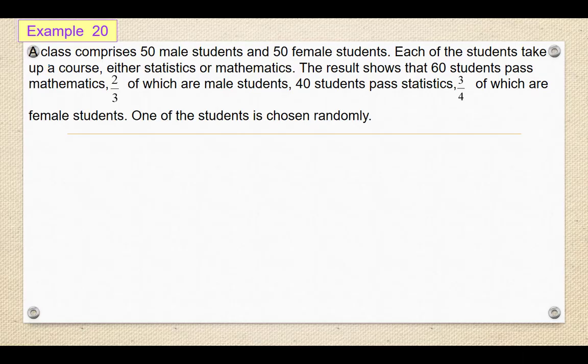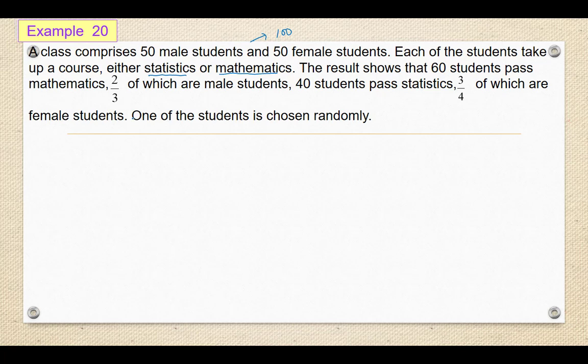Example 20. A class comprises 50 male students and 50 female students. So here we have 100 students. Each of the students takes up a course, either statistics or mathematics. The result shows that 60 students pass mathematics, 2/3 of which are male students. 40 students pass statistics, 3/4 of which are female students.